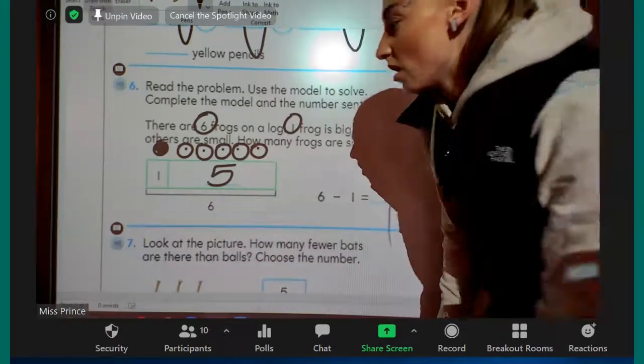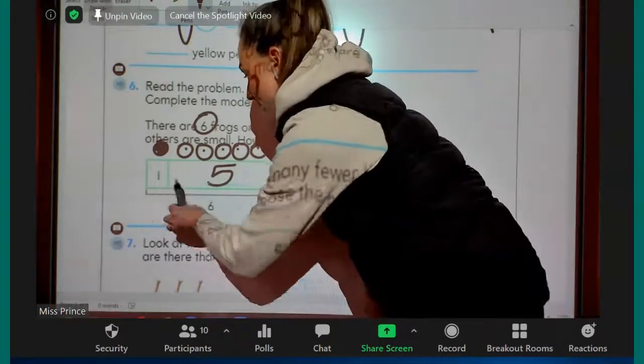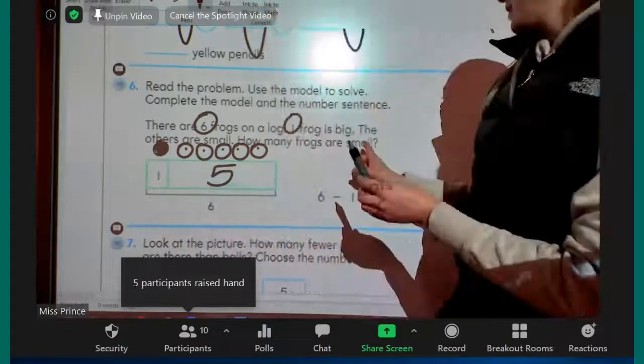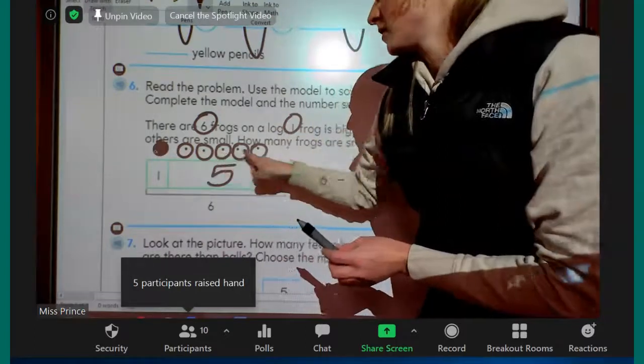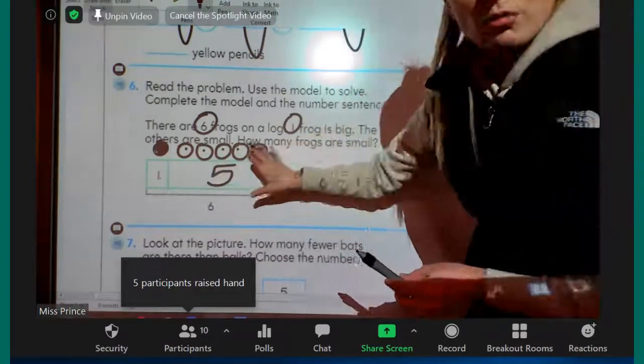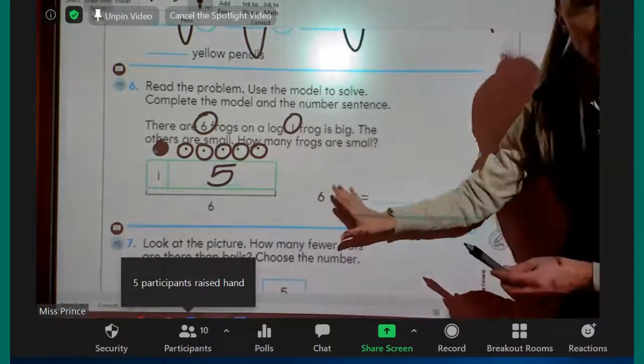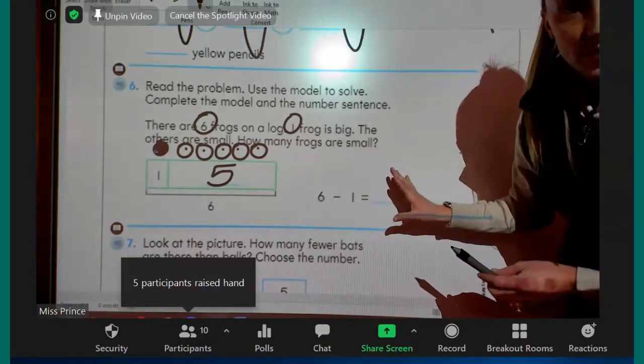So we know that all 6 of those frogs are in there. One of them is big, and the rest are small. So this is one way to show the problem. And now we need to show it like this. We need to show it in the number sentence.